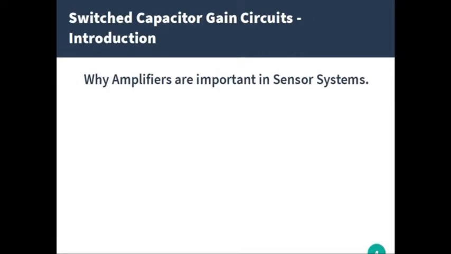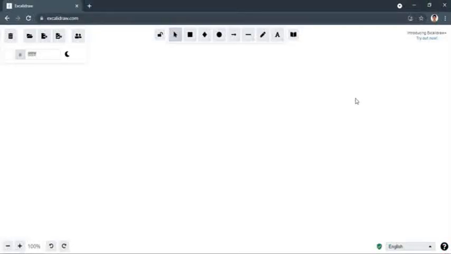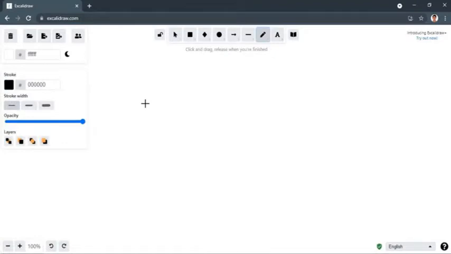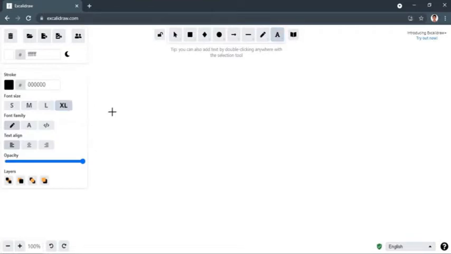Introduction. So why are amplifiers important in sensor systems? Okay? So for a little bit of insight, why do we have to study this amplifiers topic? Last week or last meeting, our module was all about sensors. What about sensors and amplifiers?